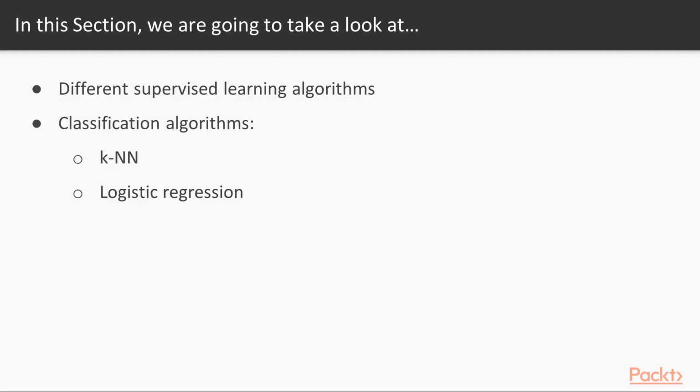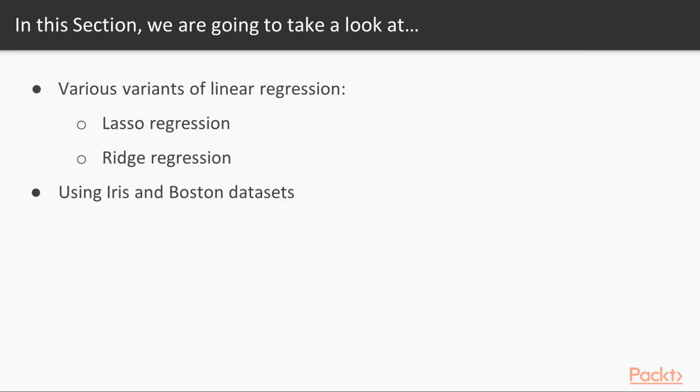In this section, we will learn about different supervised learning algorithms. We will understand the classification algorithms such as KNN and logistic regression. We will get an overview of the various variants of linear regression such as lasso regression and ridge regression. Last but not least, we will get acquainted with the Iris and Boston datasets.